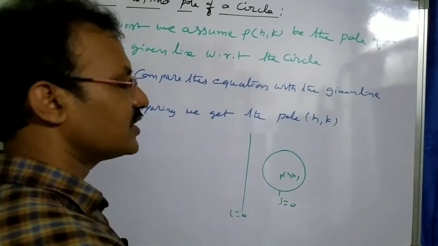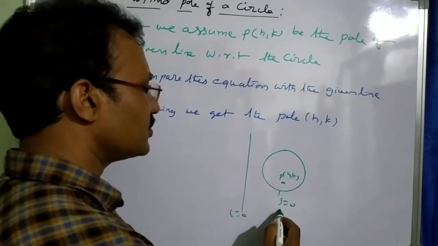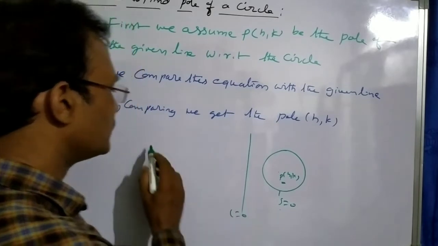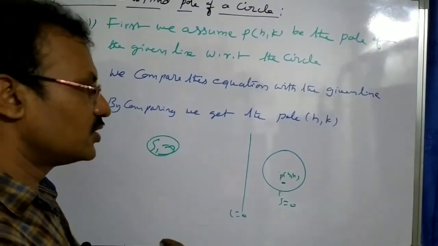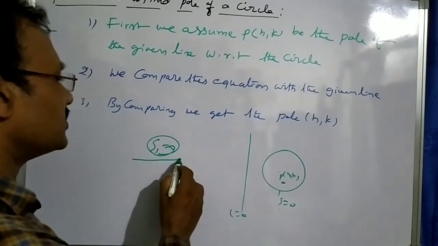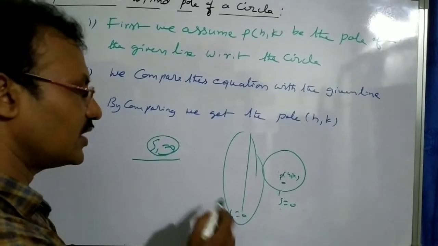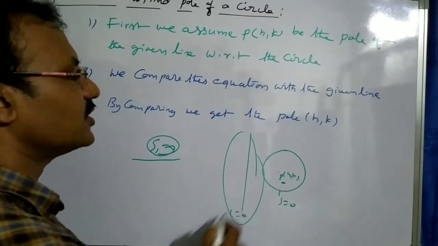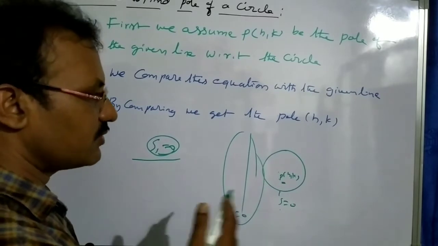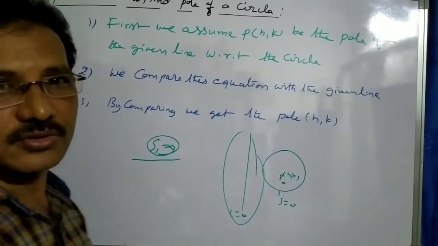So how can you get the polar of P(h, k)? By using the notation S1 = 0. So using S1 = 0, we get the polar. Now we write the polar in this case. Already the polar of the given line is given. The line L = 0 is the polar of the particular point that we are assuming.